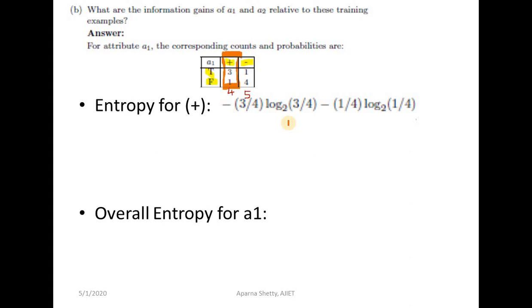Here they have given binary split. It is not a multi-way split here. The nodes are binary split, either true or false.